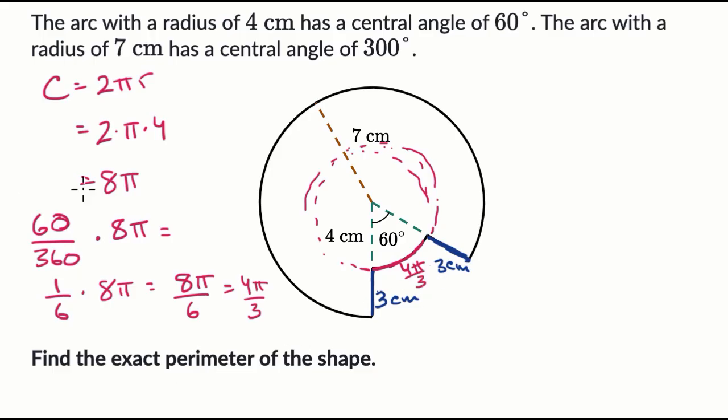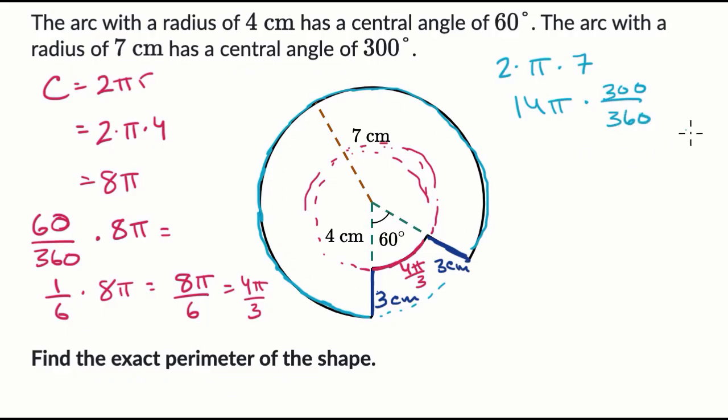Now we can use the same methodology to figure out this arc length. If we're thinking about the entire circle, including this part right over here, it would be 2 pi times this radius. So the whole thing would be 2 times pi times 7 centimeters, or we could say it would be 14 pi. But we're not worried about the whole thing. We're just worried about this arc that has a central angle of 300. So times 300 over 360, because that is the amount of the whole circumference that we're dealing with.